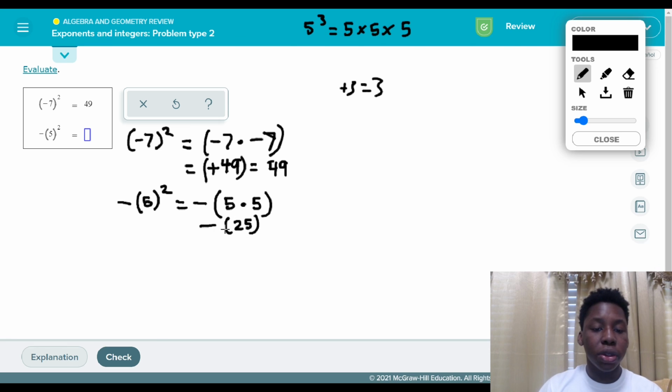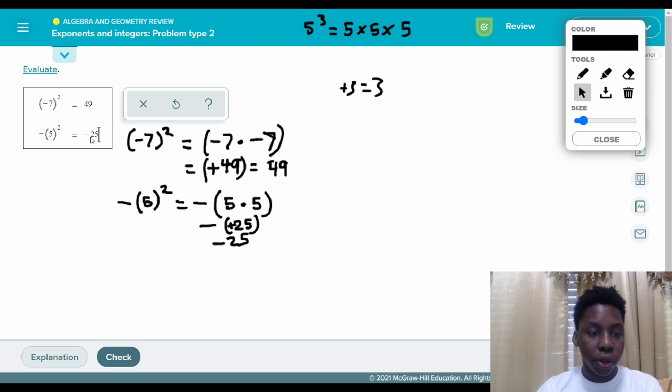So this will be minus times 25. We know minus times a plus equals a minus, so minus times a plus here will be minus 25. We stayed with this minus first, and then we worked with whatever was in the bracket first before we expanded outside. So that's what we did here. Let's look at this.